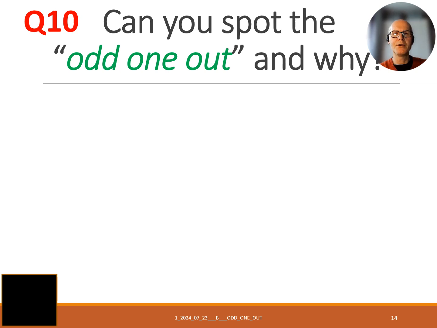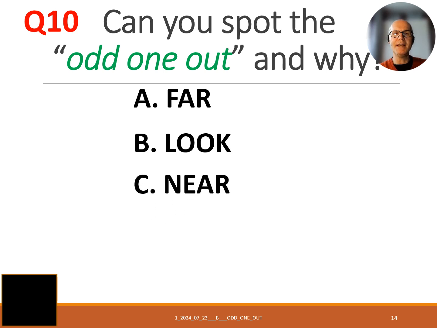We're halfway through. Question 10. A. Far. B. Look. C. Near. And D. Beside. What's the odd one out and why?